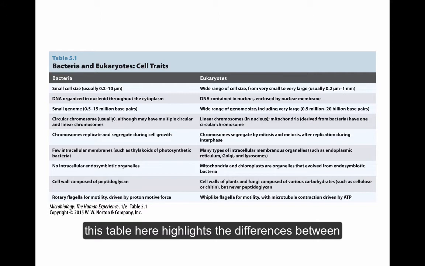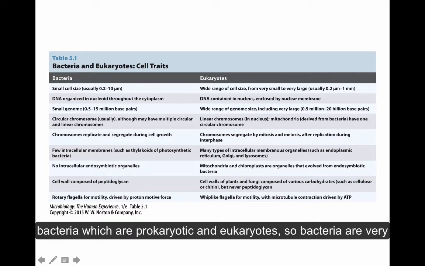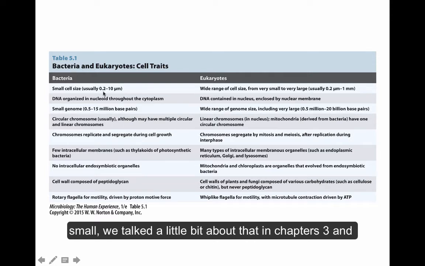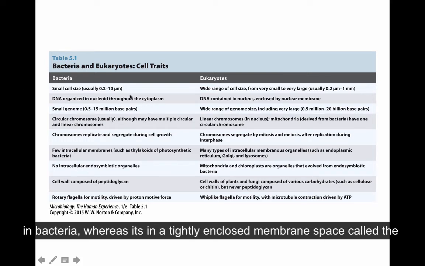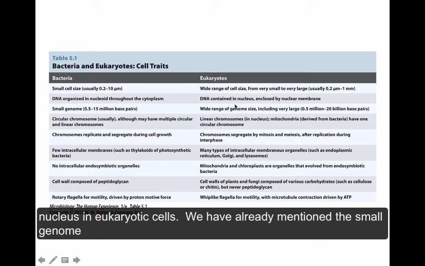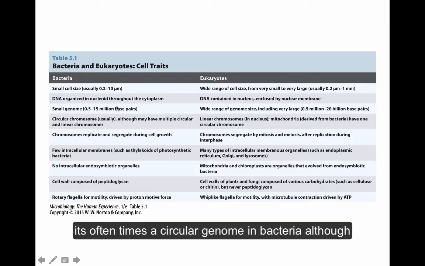This table here highlights the differences then between bacteria, which are prokaryotic, and eukaryotes. So bacteria are very small. We talked a little bit about that in chapters 3 and 4. The DNA is organized in a nucleoid, right, in bacteria, whereas it's in a tightly enclosed membrane space called the nucleus in eukaryotic cells. We've already mentioned the small genome. It's oftentimes a circular genome in bacteria, although they can have linear chromosomes. There's some examples of that. Whereas in eukaryotes, they're almost always linear chromosomes.